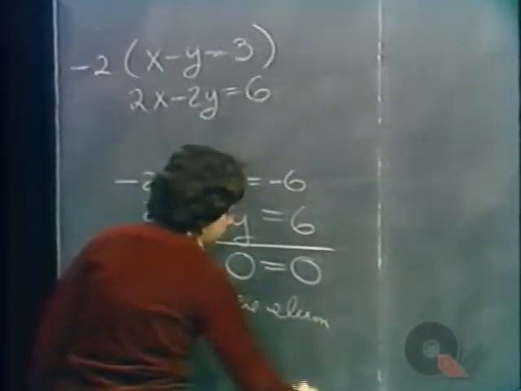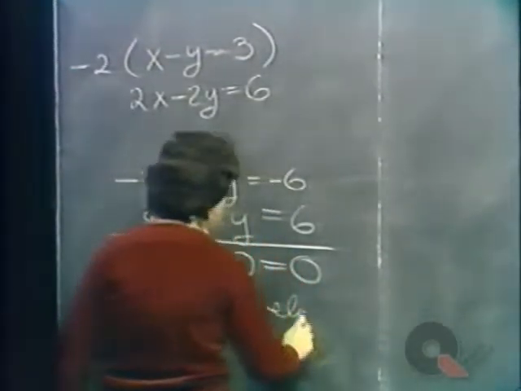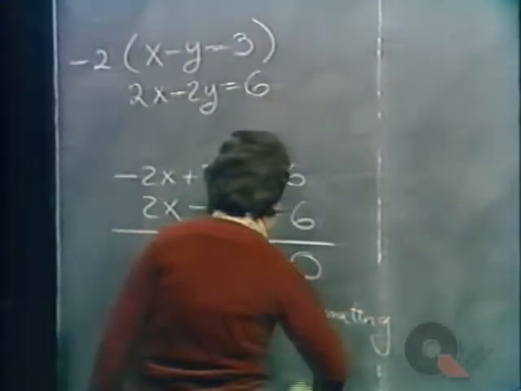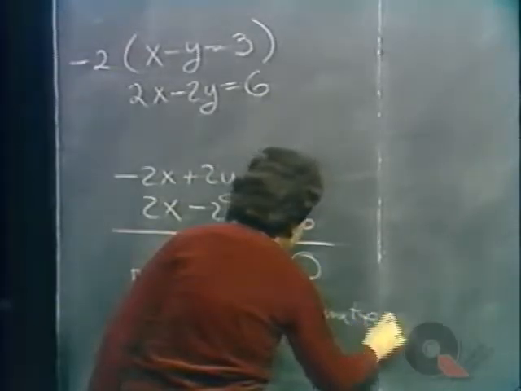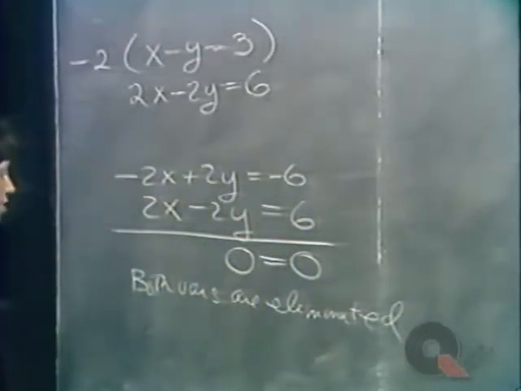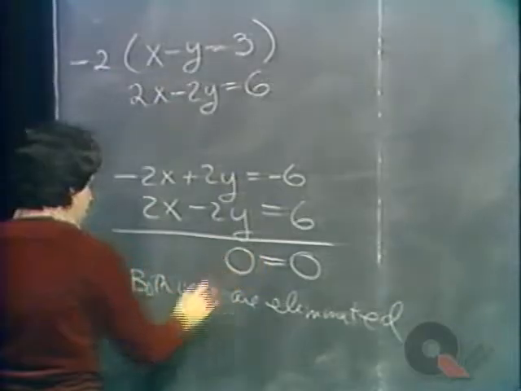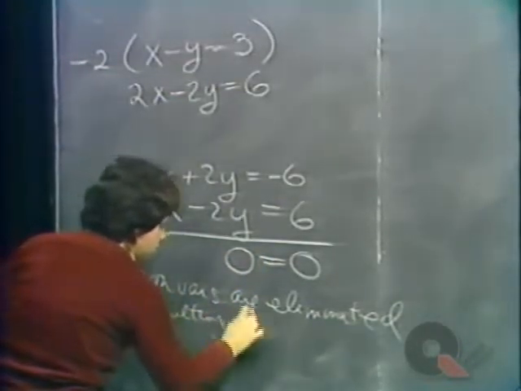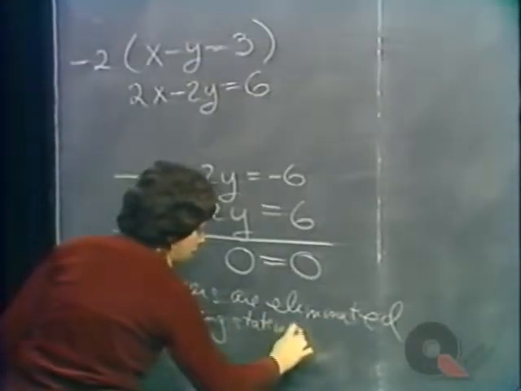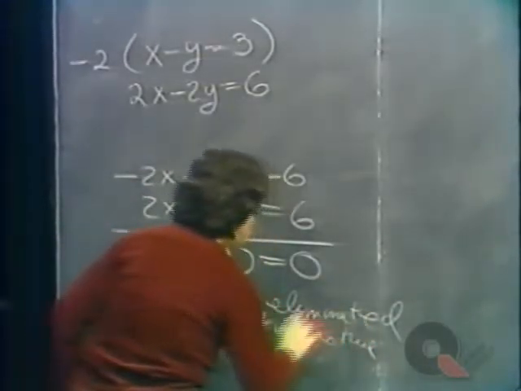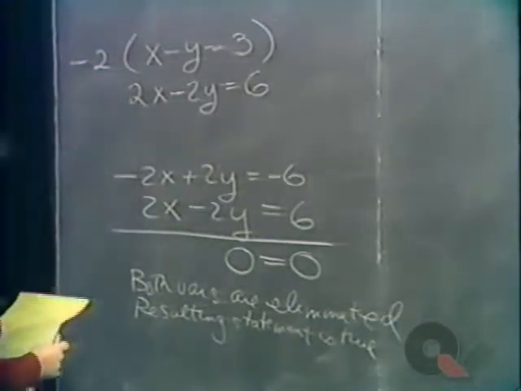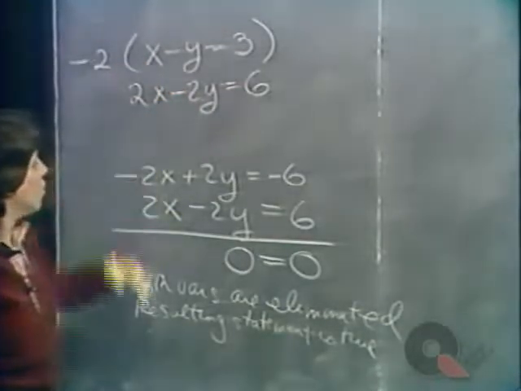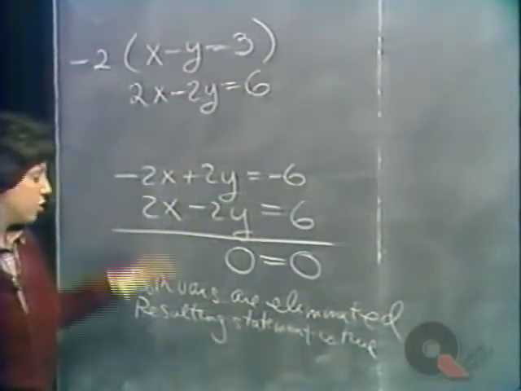Both variables are eliminated, and the resulting statement, 0 equals 0, is, of course, a true statement. Therefore, the resulting statement is true. In this case, the equations are dependent. We have an infinite number of solutions to the system.